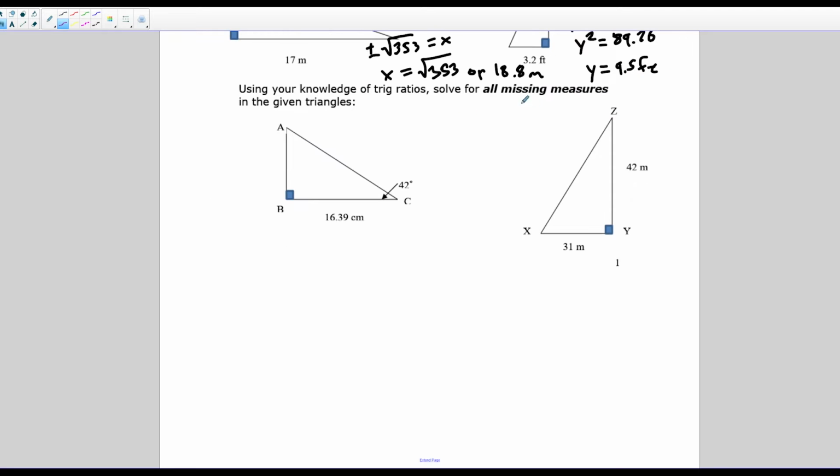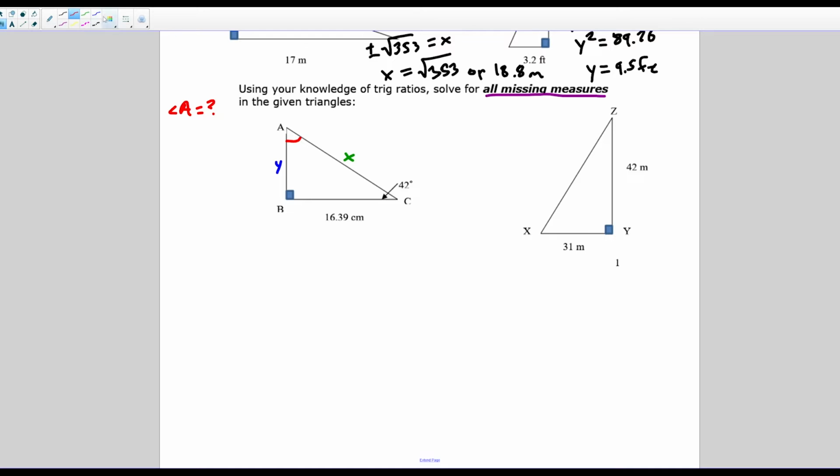For these two questions at the bottom, we're going to solve for all of the missing measures. So here, let's highlight some of those things we're looking for. So we're looking for angle A. We're going to try to find first. So angle A is equal to something. We're going to find out side AC. Let's call that X. And last but not least, we're looking for side AB, and let's call that one Y.